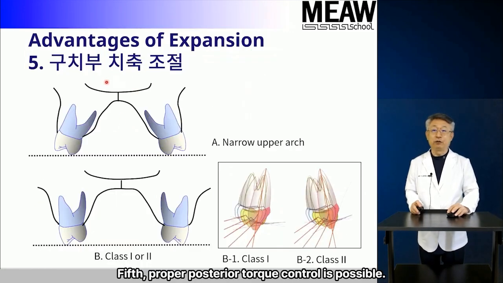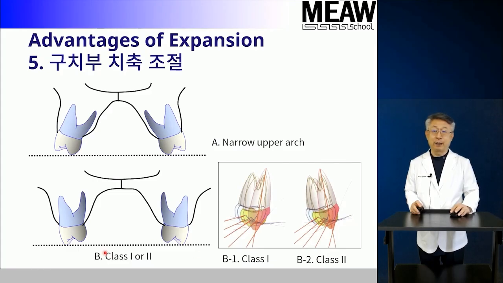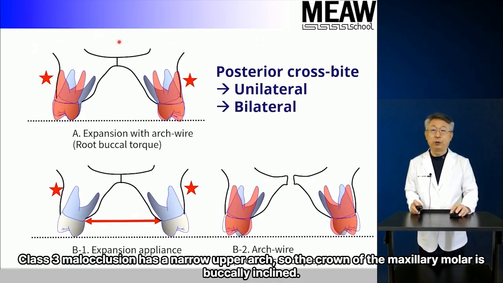Fifth, proper posterior torque control is possible. In Class 2 malocclusion, the crown of the lateral tooth group is lingually inclined. Therefore, the growth of the mandible is restricted. Class 3 malocclusion has a narrow upper arch, so the crown of the maxillary molar is buccally inclined.